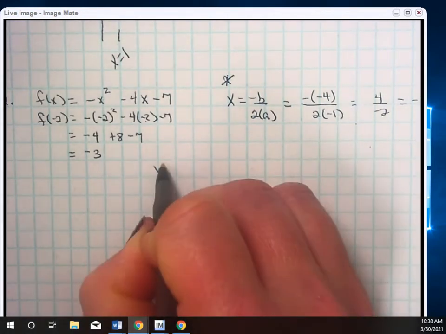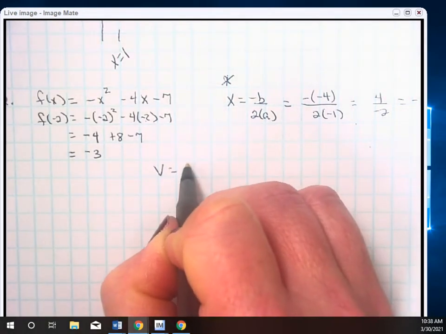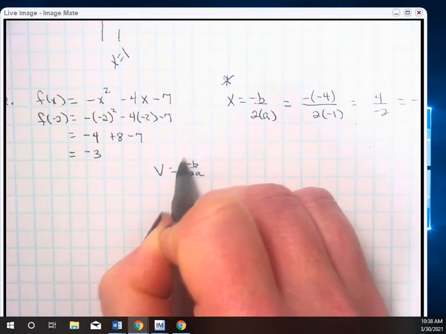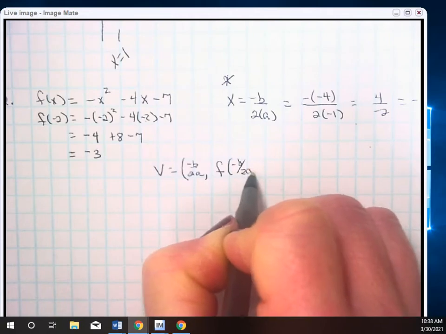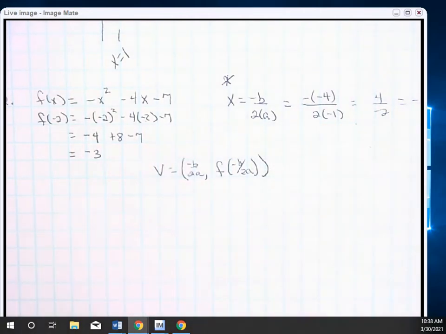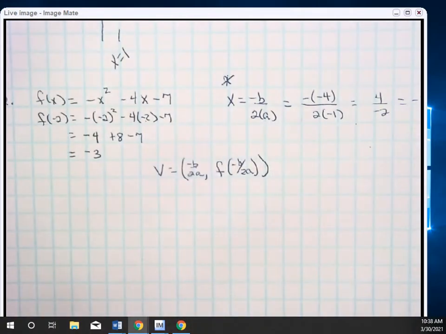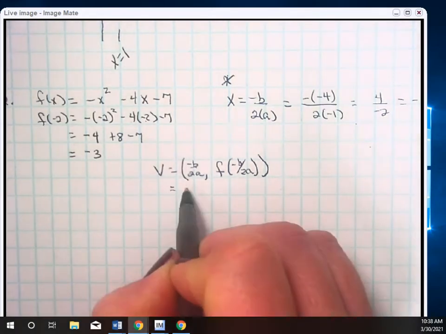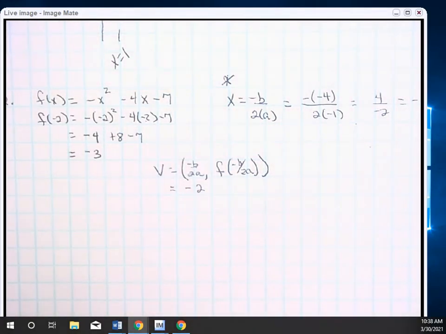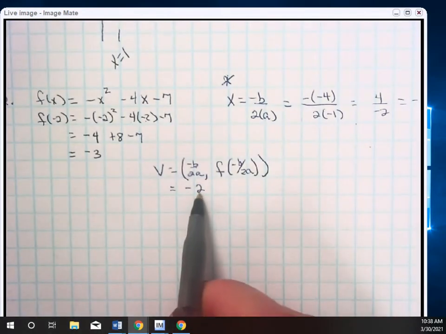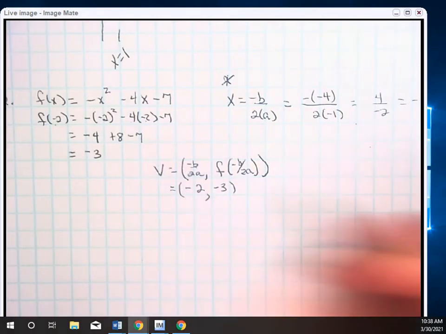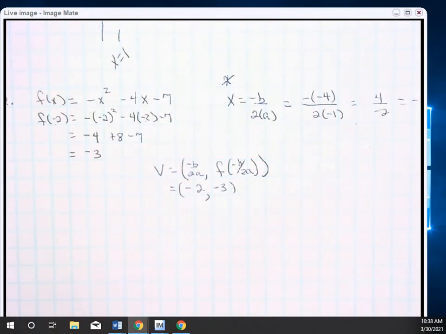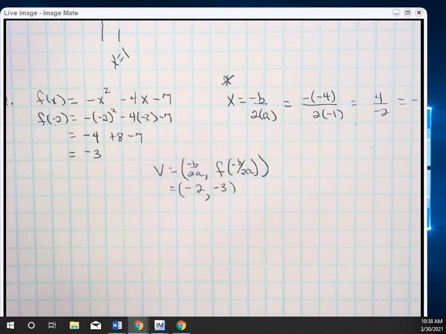So the vertex, that is my opposite of b over 2a, I took that value and I put it into the function. So this is math notation that says to do that. Function notation. My vertex, when I did the opposite of b over 2a, is the negative 2. When I put the negative 2 into the function f, I got out a negative 3. Is that better? Make more sense?